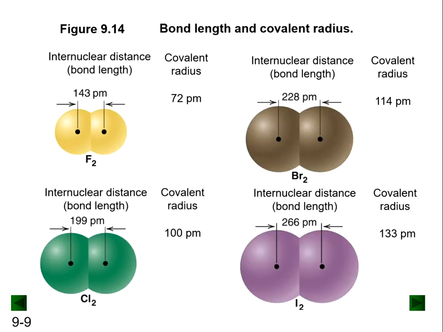Now here's a review of bond length and its relationship to covalent radius, as we talked about back in chapter 9. We know what the internuclear distance is. We can measure those values. So then the covalent radius is identified as 1/2 of the internuclear distance. And here this is shown for all 4 halogens: fluorine, chlorine, bromine, and iodine.